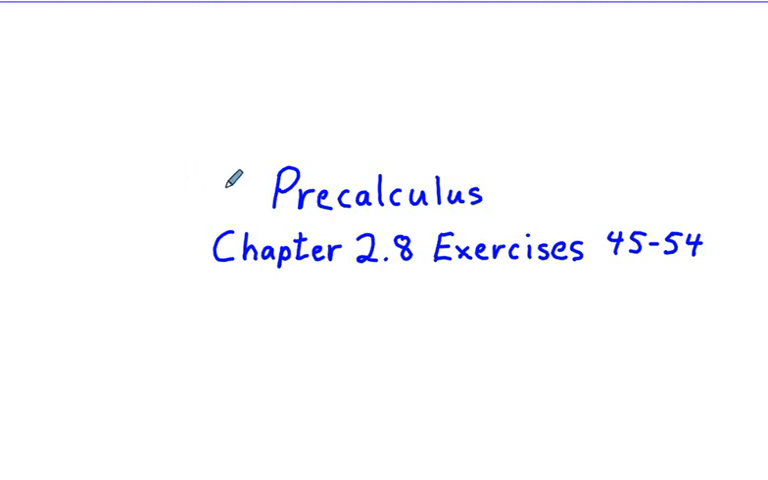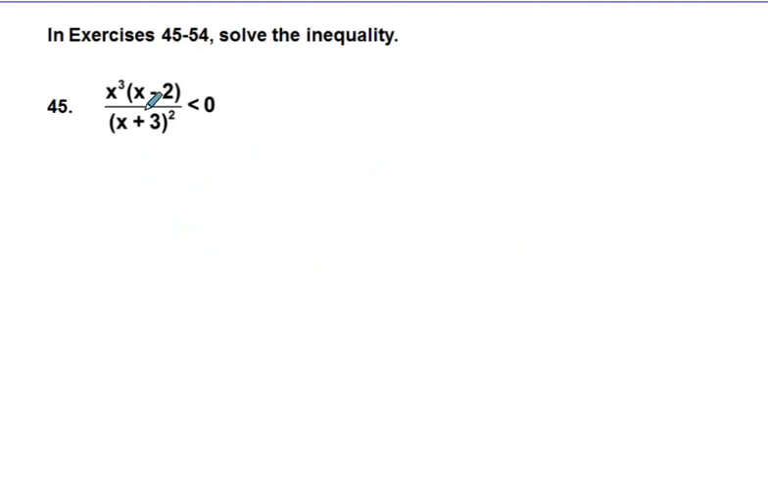Precalculus Chapter 2.8, exercises 45 through 54. We're continuing this series on solving rational inequalities and other types of things, absolute value inequalities, radicals. And we're going to do the same technique we used as before. It was called finding a critical number or critical numbers.